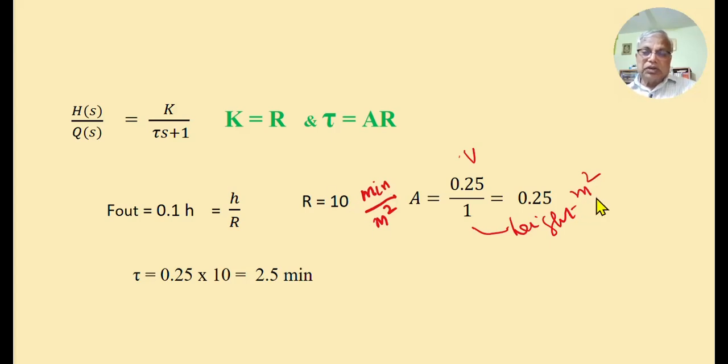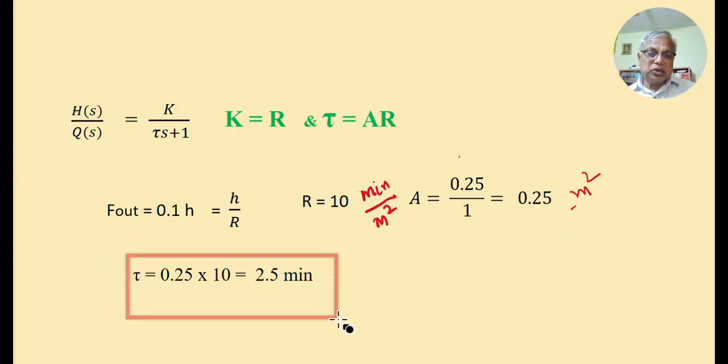Area is 0.25 meter square. If you want the units of R, it is 10 minutes per meter square. So tau equals A into R. A is 0.25, R is 10. So if you multiply 0.25 into 10, you get 2.5 minutes. The time constant is 2.5 minutes.